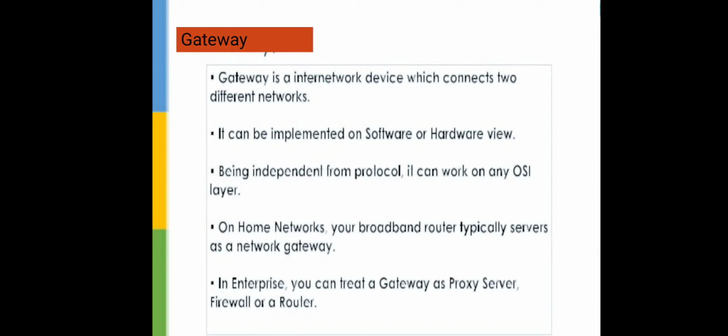On home networks, your broadband router, like ISPs, typically serves as a network gateway. And in home, the gateway is the ISP that connects the user to the internet, or you can say that your broadband router typically serves as a network gateway, and in enterprise you can treat a gateway as a proxy server, firewall or a router.